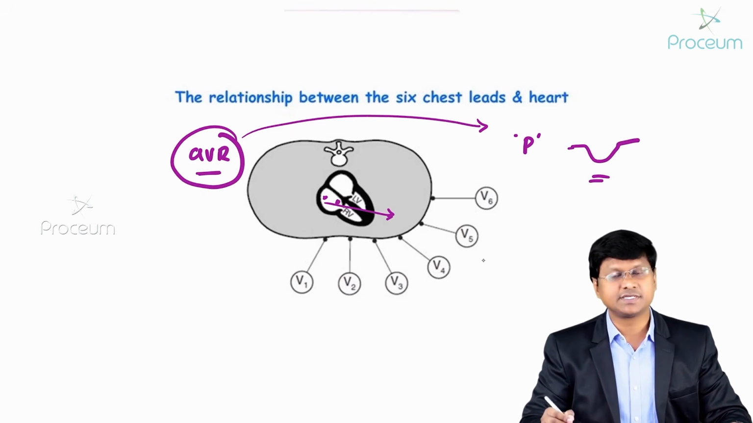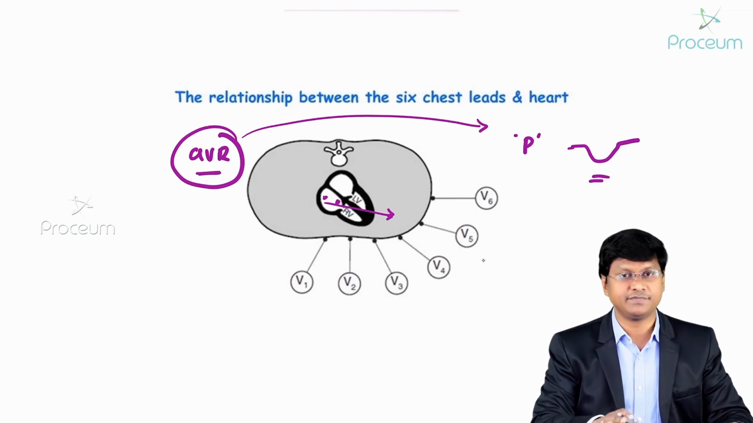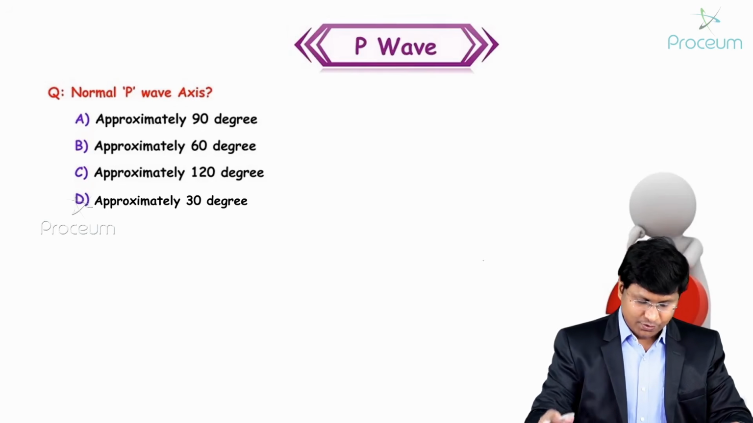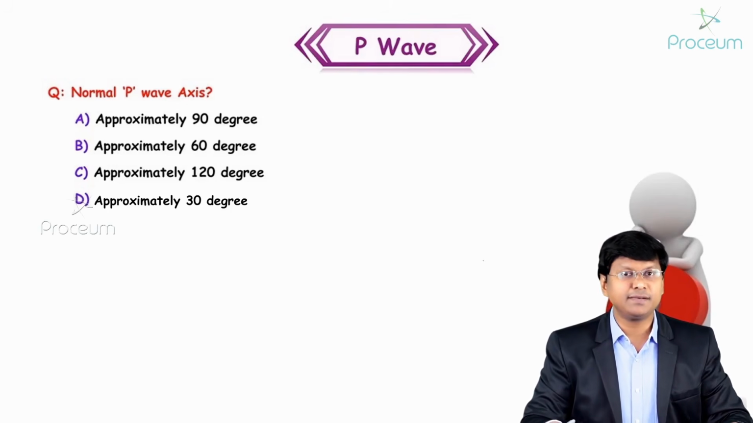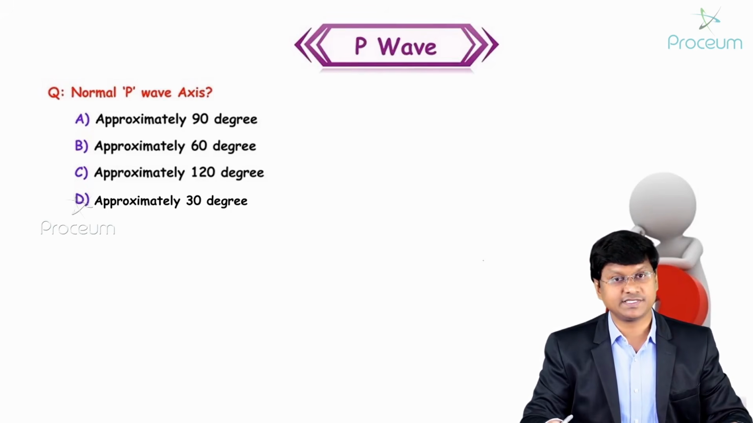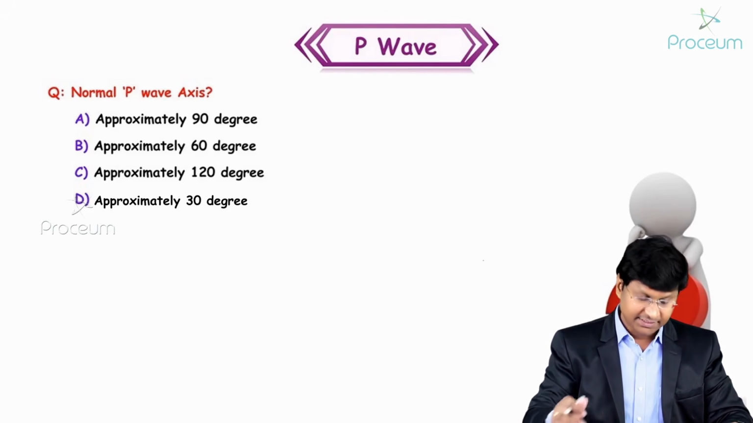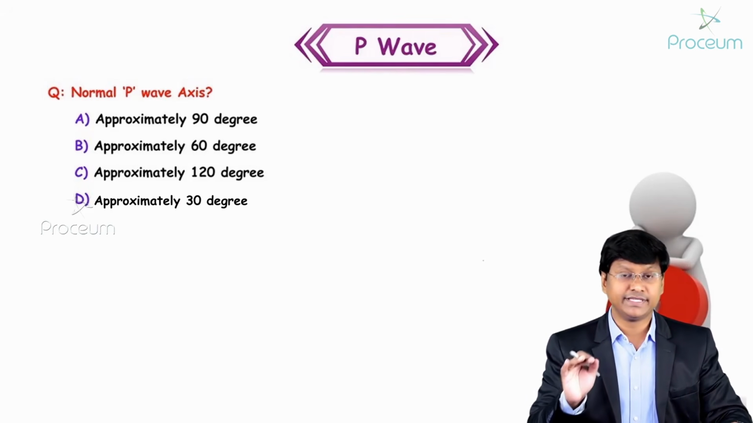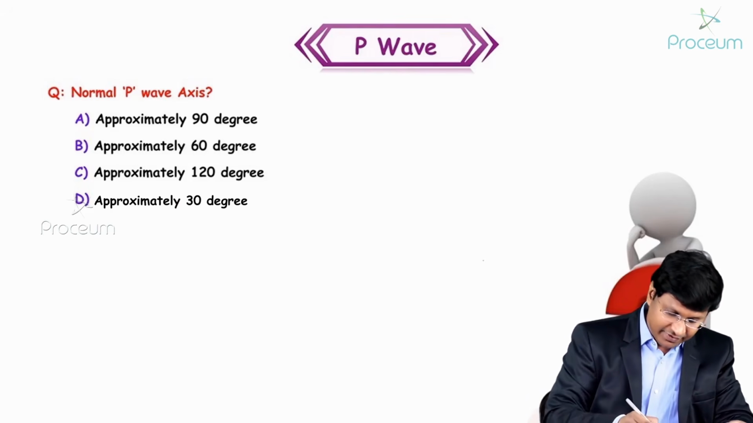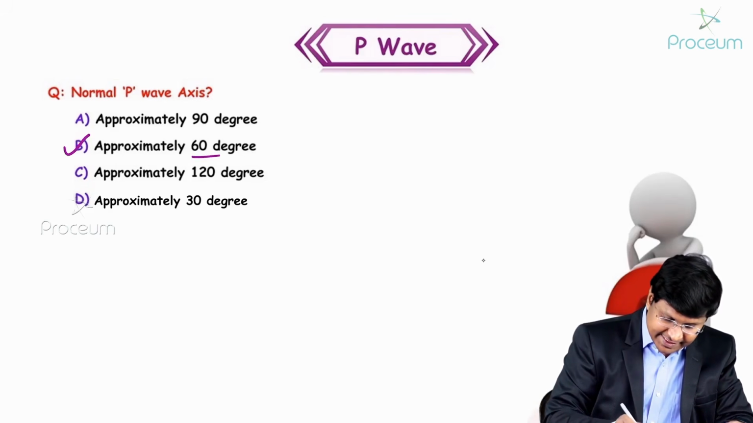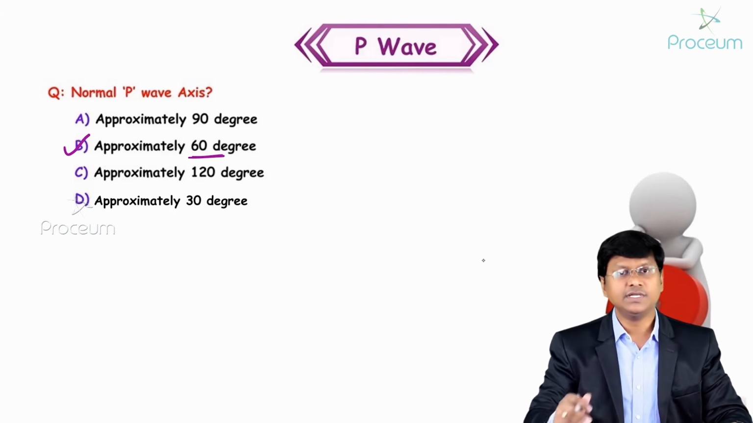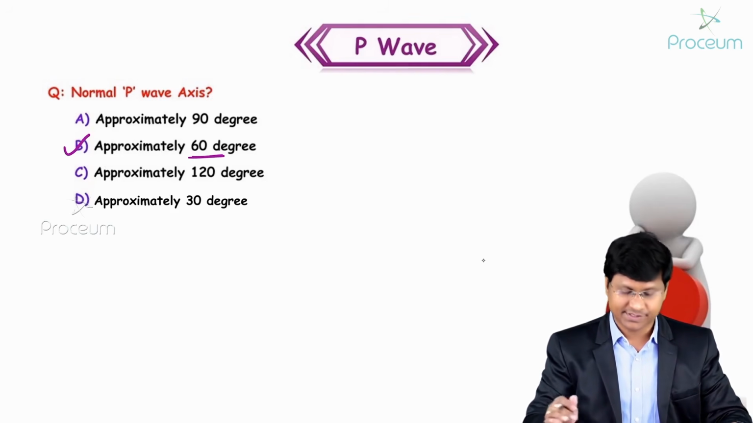Now, after having discussed the morphology of the P wave in all the leads, the next question is about the axis. Let me discuss that. You see this question: normal P wave axis is approximately 90 degrees, approximately 60 degrees, approximately 120 degrees, or approximately 30 degrees. The normal P wave will have an axis of approximately 60 degrees. Let me explain why it is 60 degrees.